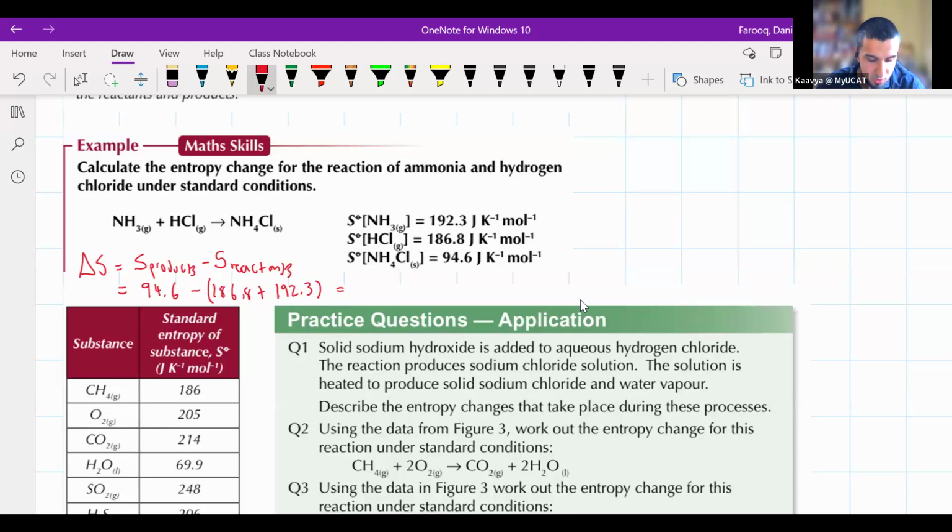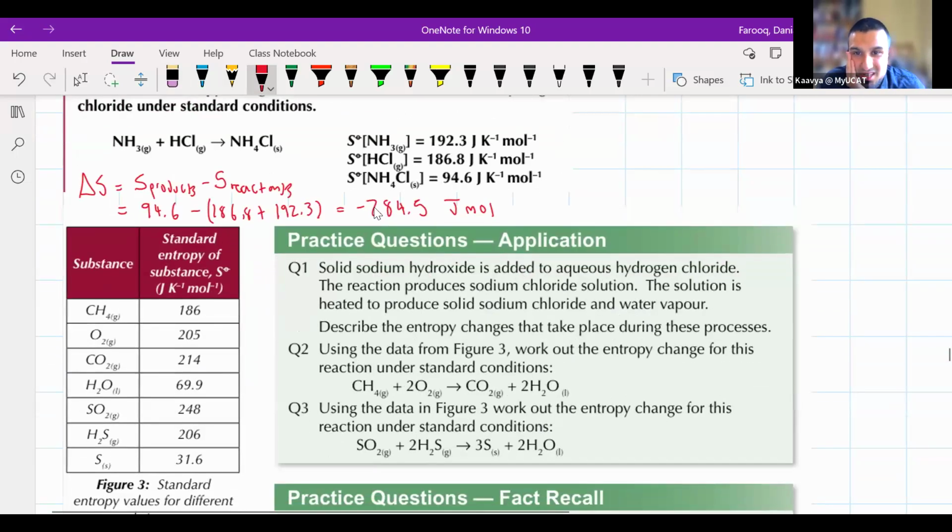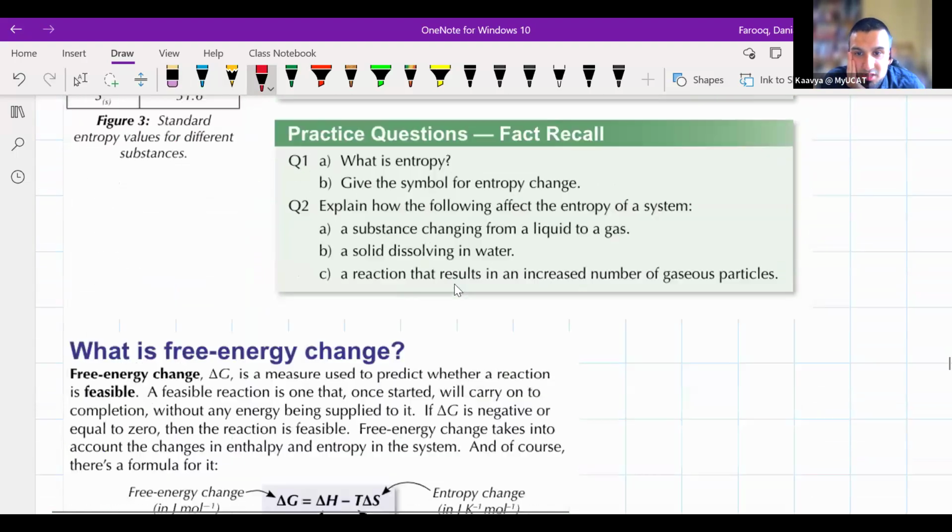94.6 minus 186.8 plus 192.3. So this will be minus 284.5, okay? Sorry, not kilojoules, just joules per mole, okay? Okay, good. So that's that. You could just answer similar questions like that for entropy change.